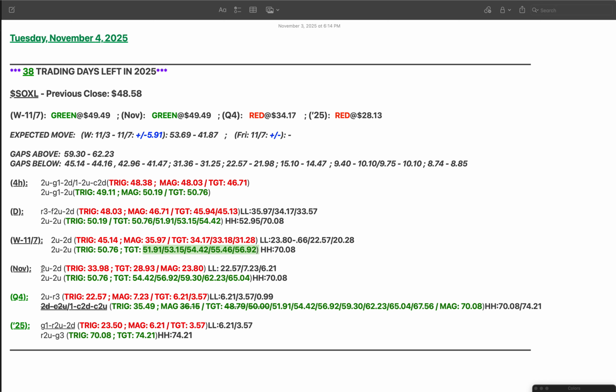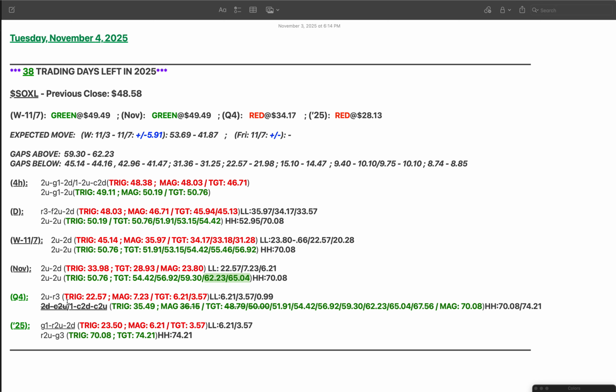For the month, it is a new month, so we're waiting for something to trigger. We're inside still. We haven't triggered to the upside or downside. So if we do trigger to the downside, it is a 2 up, 2 down at 33.98. So quite a ways to go before that would trigger, and it would have a target of 28.93, but a magnitude of 23.80. All right. For the upside, it would just be a 2 up, 2 up continuation, triggering at 50.76, with extended targets of 54.42, 56.92, 59.30, and so on in case we really start running again.